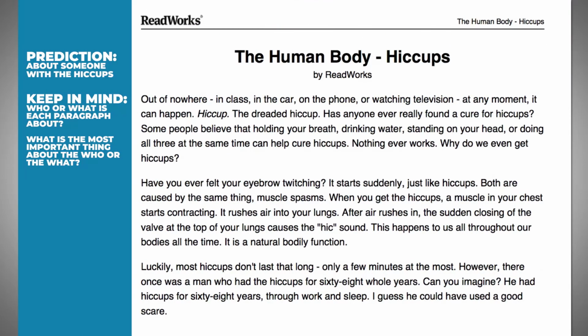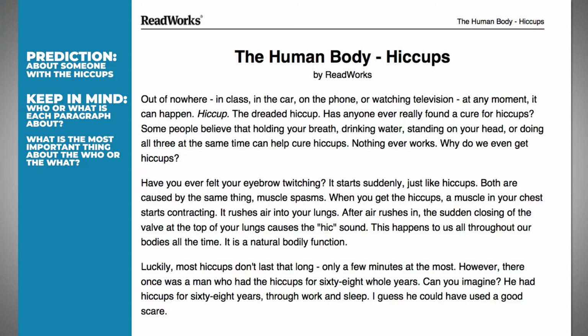Now I need to make a prediction. I believe it will be about someone who had the hiccups. Let's read to find out. As I read, I need to keep 2 things in mind. Who or what is each paragraph about, and what is the most important thing about the who or the what?